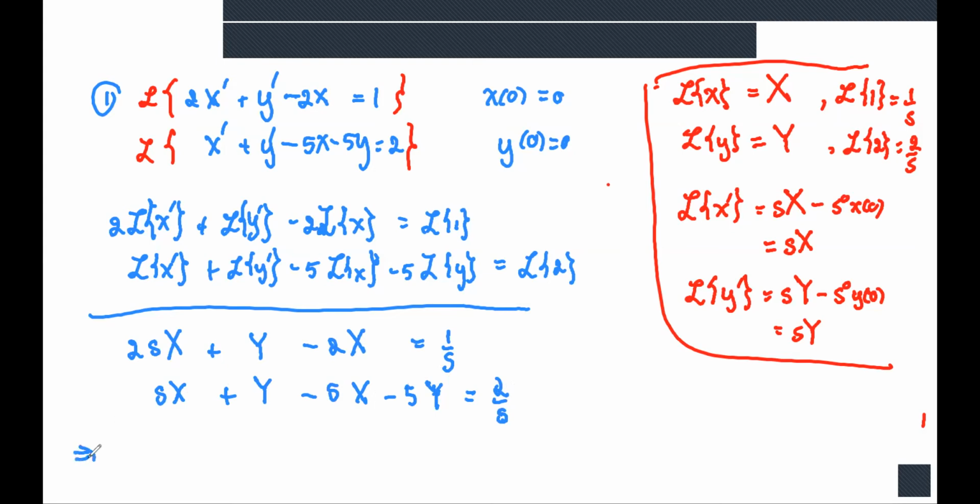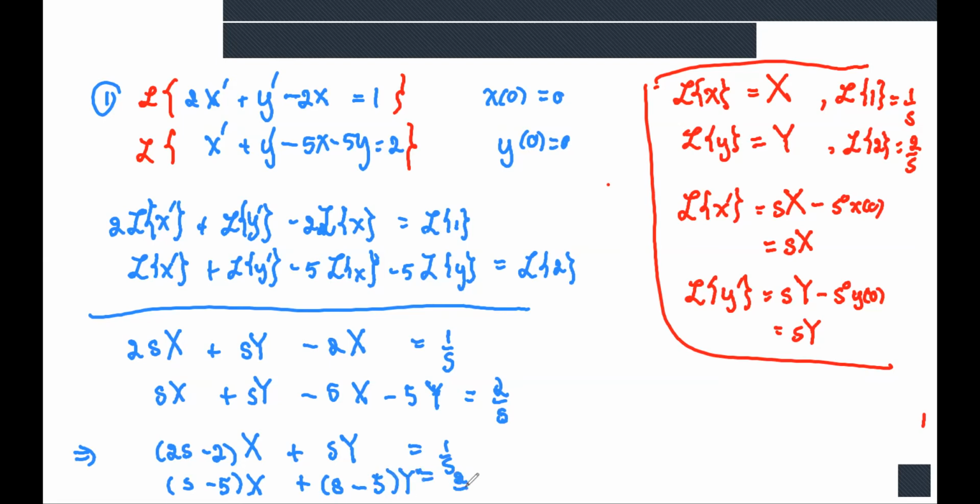So now it becomes, for the x and x, 2s minus 2 multiplied by the capital X, plus, this is s, I missed that, s multiplied by the capital Y equals 1 over s. And the second one, same way, regroup x and x together. This is s minus 5 multiplied by the capital X. And for the y, this is s, again I missed it, so s minus 5 as well, multiplied by the uppercase Y equals 2 over s.